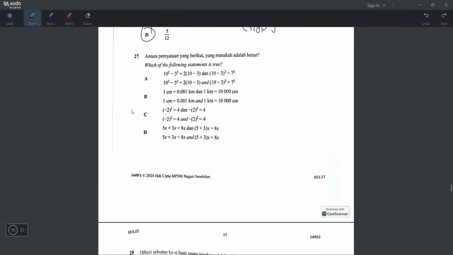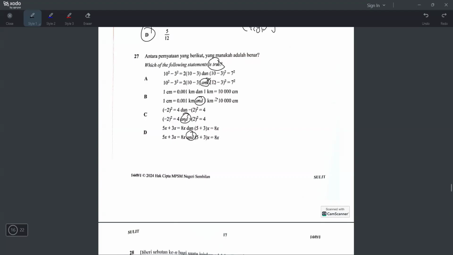Okay, let's continue with 27. Which of the following statements is true? If you look at A, B, C, D, all the answers have this word "and". And did you know if there is an "and" in between, that means it's a compound statement. What is a compound statement? You learn this in the Form 4 logical reasoning chapter. A compound statement is a statement that consists of two statements. It means it's two single statements combined together, that's why they combine using the word "and" here.